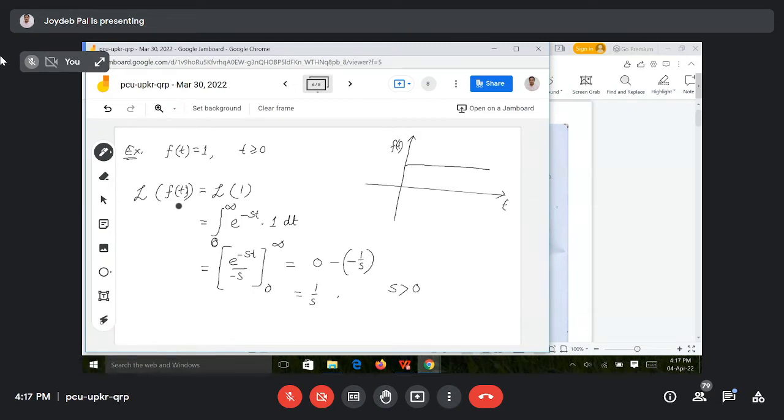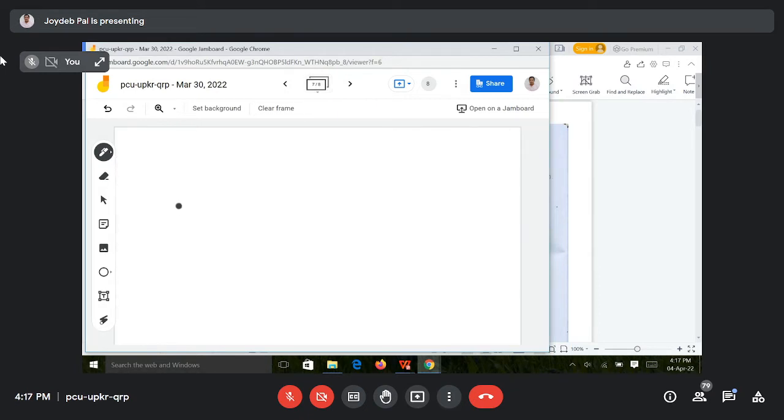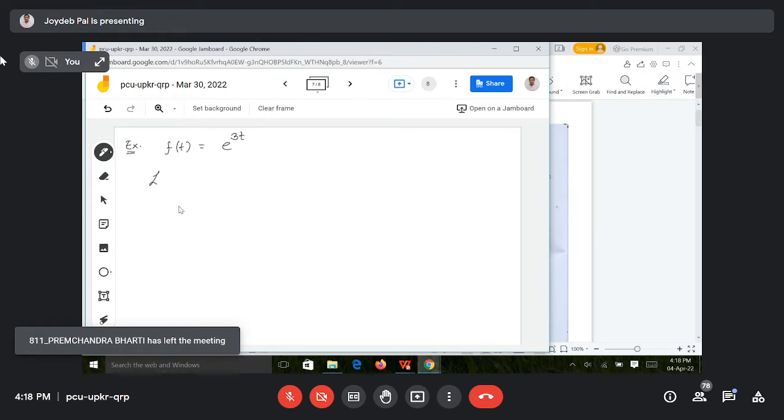So what we are getting is that the Laplace transform of the function 1 is 1 by s. Similarly, we can take any other function. Like if f(t) is equal to e to the power 3t, then what is the Laplace transform of this function?